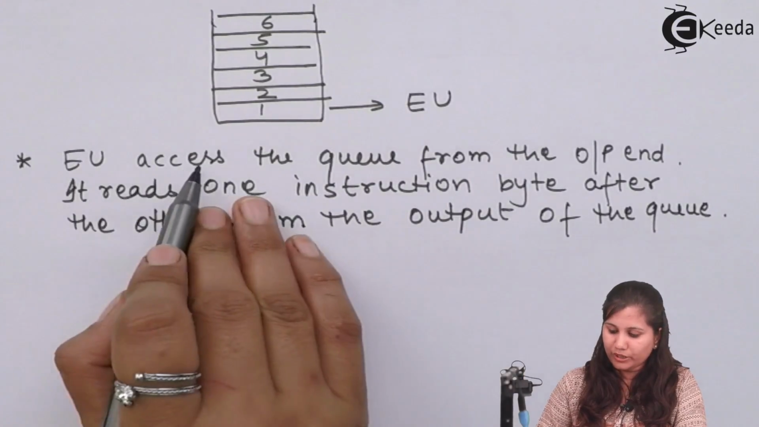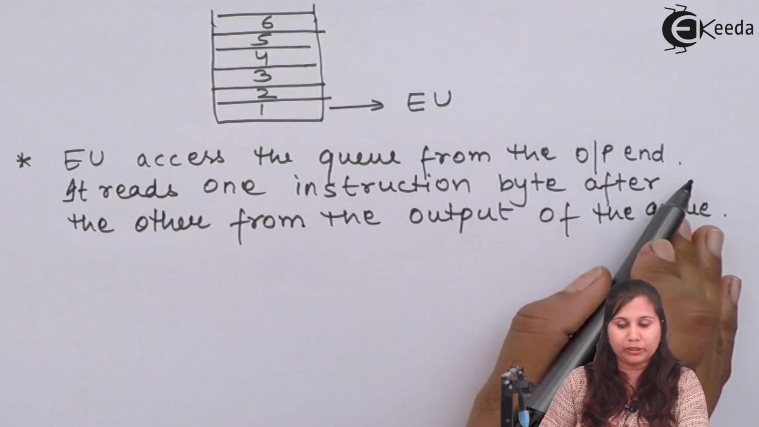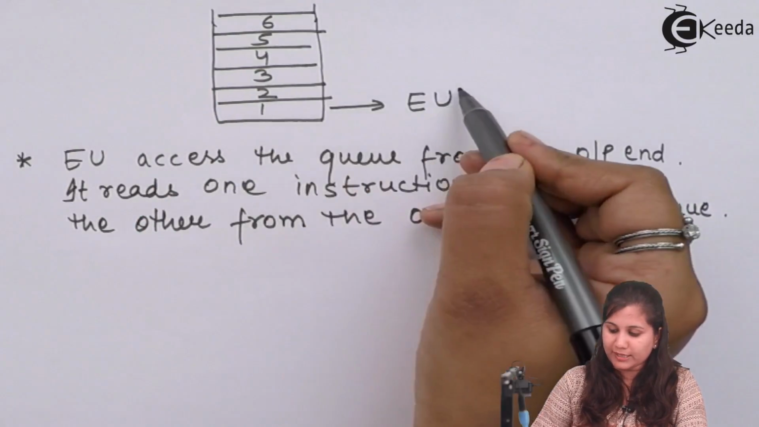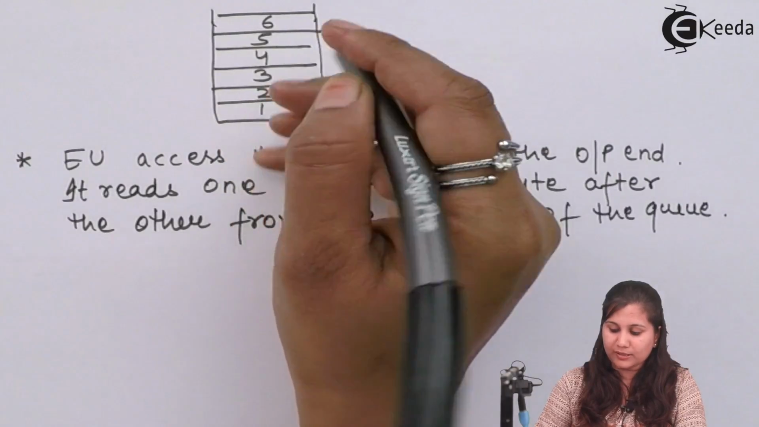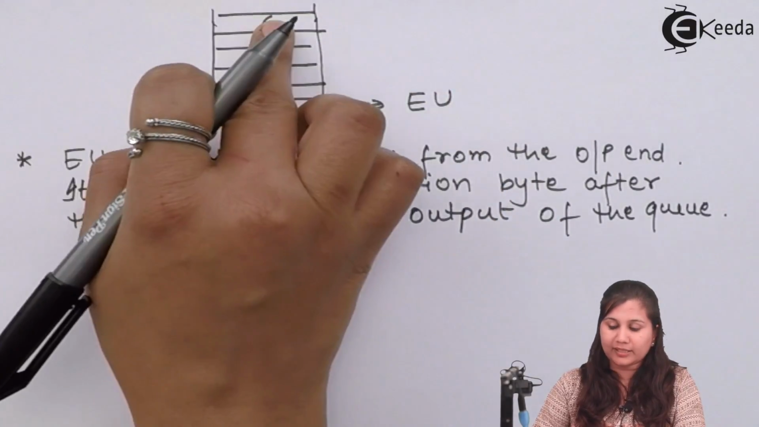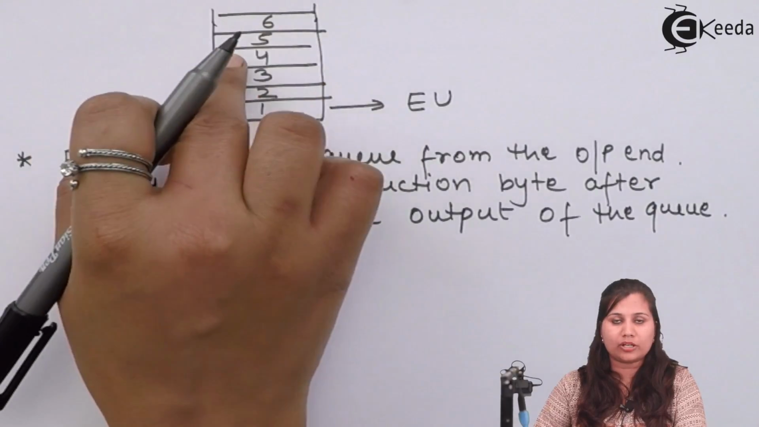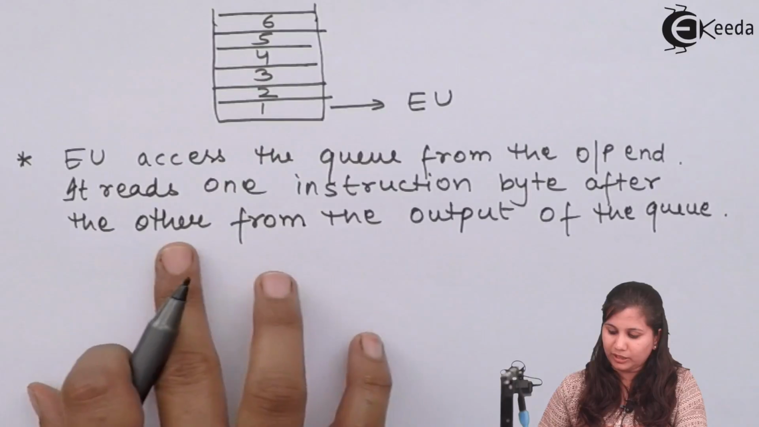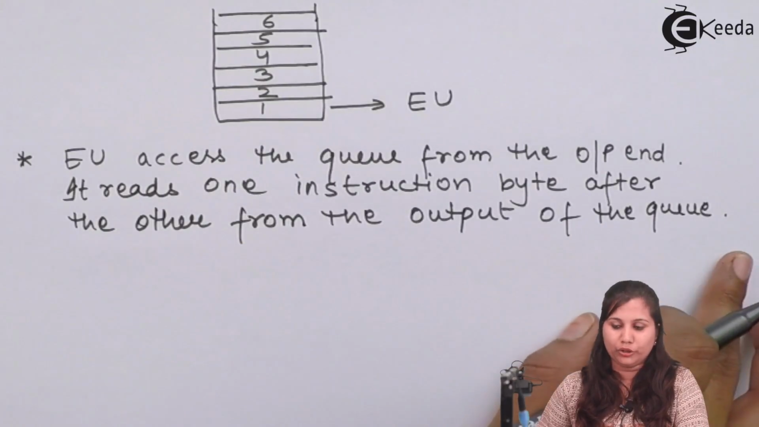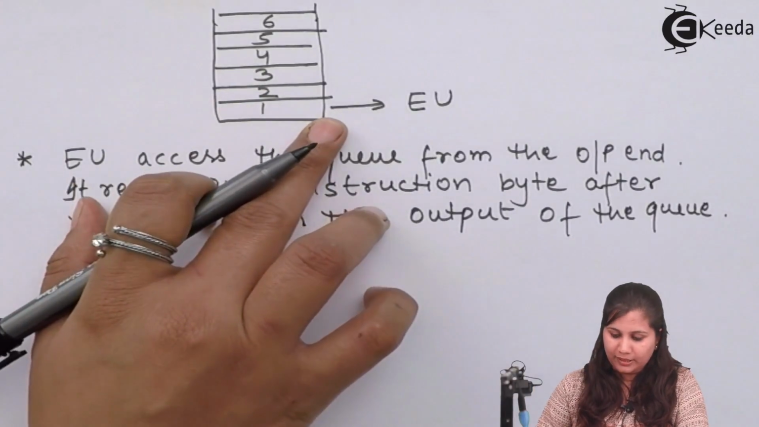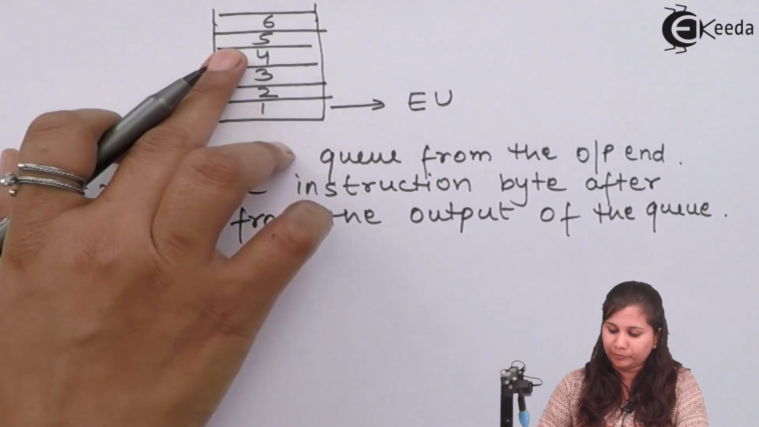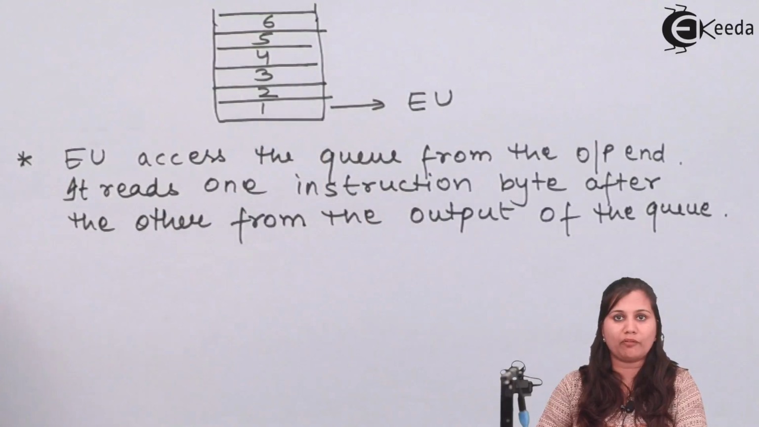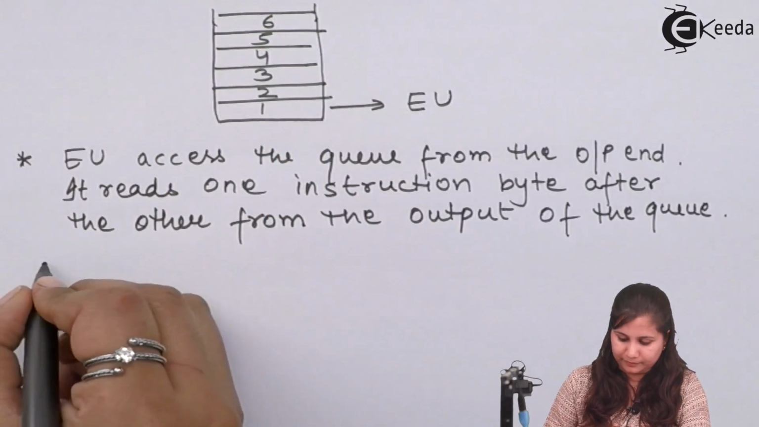So the execution unit accesses the queue from the output end. It is going to execute the first instruction. When this first instruction is executed, the remaining instructions will be shifted down, and again there is a space for the next instruction to be stored here. So it reads one instruction byte after the other from the output of the queue, and when this is executed, all the instructions shift down, and there will be a space for one more instruction.